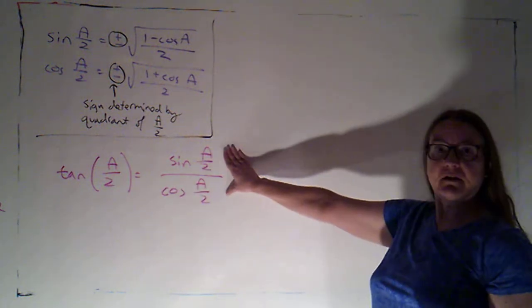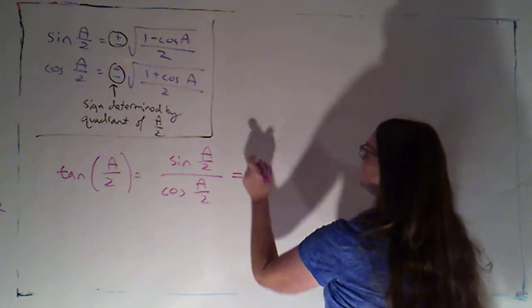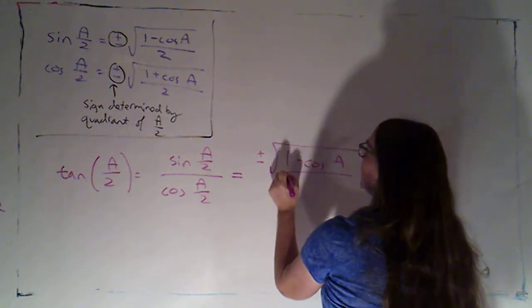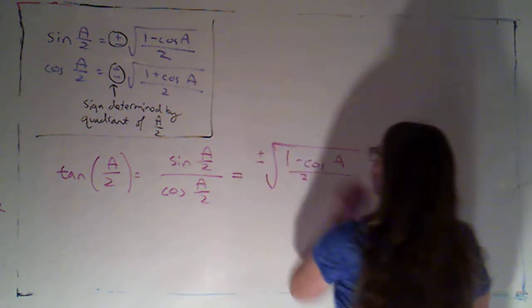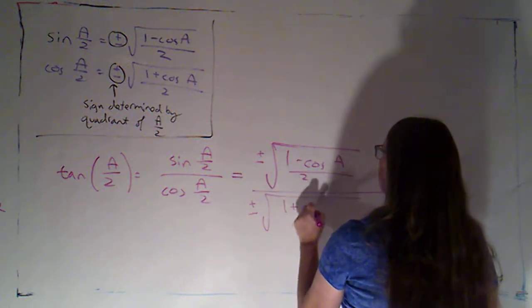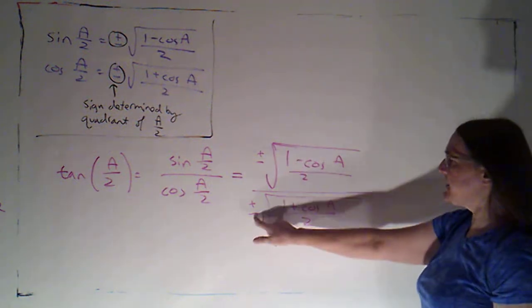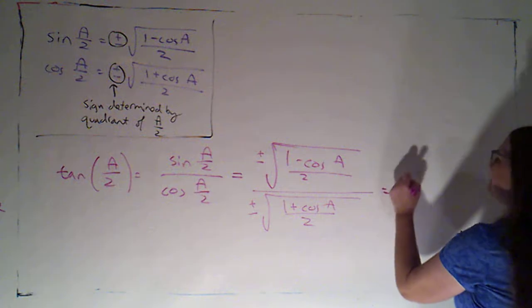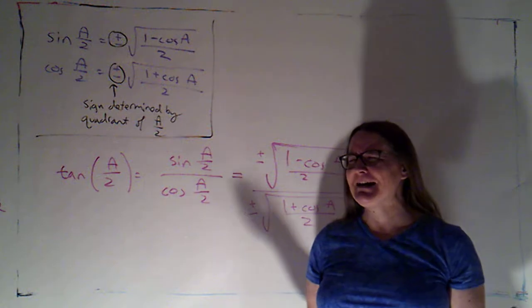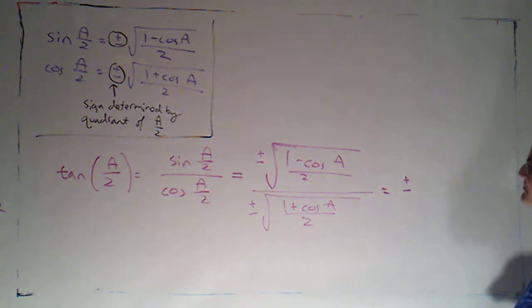Since I have a formula for sine and cosine of A over 2, I can certainly find a formula for tangent. So it's plus or minus the square root of (1 minus cosine A) over 2, and sorry, that square root extends across that whole fraction, all over plus or minus the square root of (1 plus cosine A) over 2. Now, I've got a plus or minus on top of a plus or minus. Well, that's going to either be positive or negative. There's no need to write a plus or minus more than once because there are only two options.